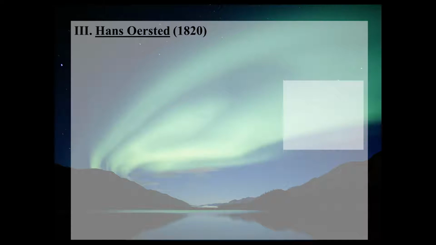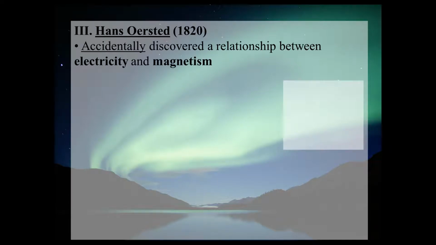The scientist I mentioned is Hans Oersted. What he did is he accidentally discovered a relationship between electricity and magnetism. The reason I say accidentally is because he did not actually intend to do this. He actually wanted to show that there is no connection between electricity and magnetism.